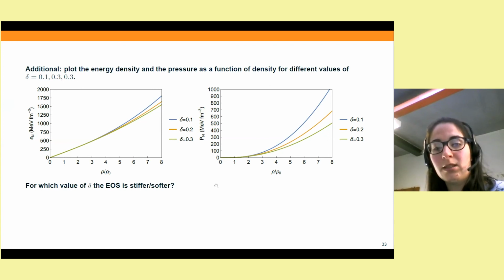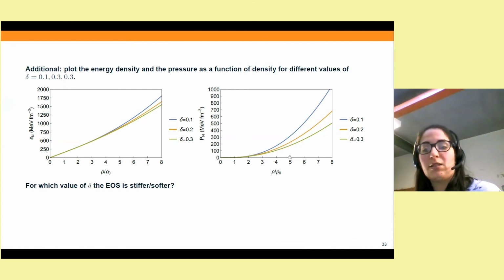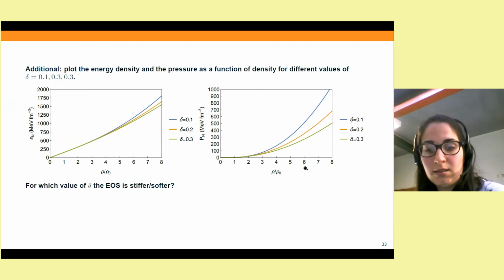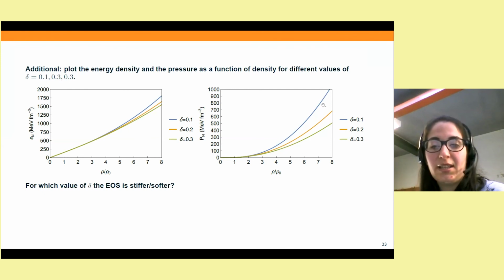Can anyone tell me what stiff and soft mean for the equation of state? No? Okay, so stiff means that we have a larger energy density and pressure with increasing density. So for 0.1, the equation of state is stiffer than the other two. And the green one, for delta equal to 0.3, is the softer of the three.